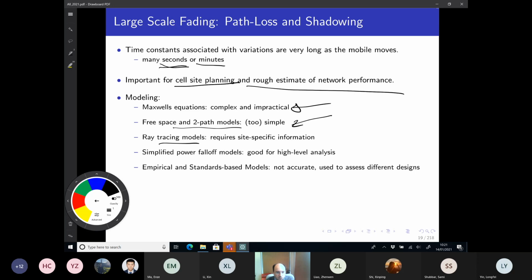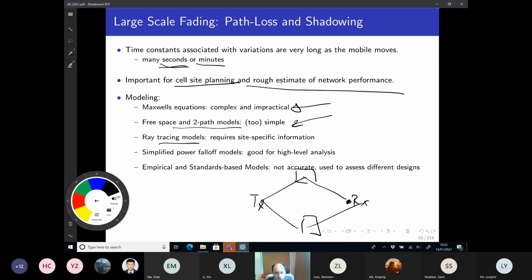Ray tracing tries to trace rays between the transmitter and the receiver. If you have a transmitter and a receiver, you can plot the buildings like this. It tries to trace all the rays that arrive at a certain point in space, given that they were transmitted here. You look at all the rays that have been reflected by buildings and arrive at this point in space. You can view this as a simplified way of doing the Maxwell equation.